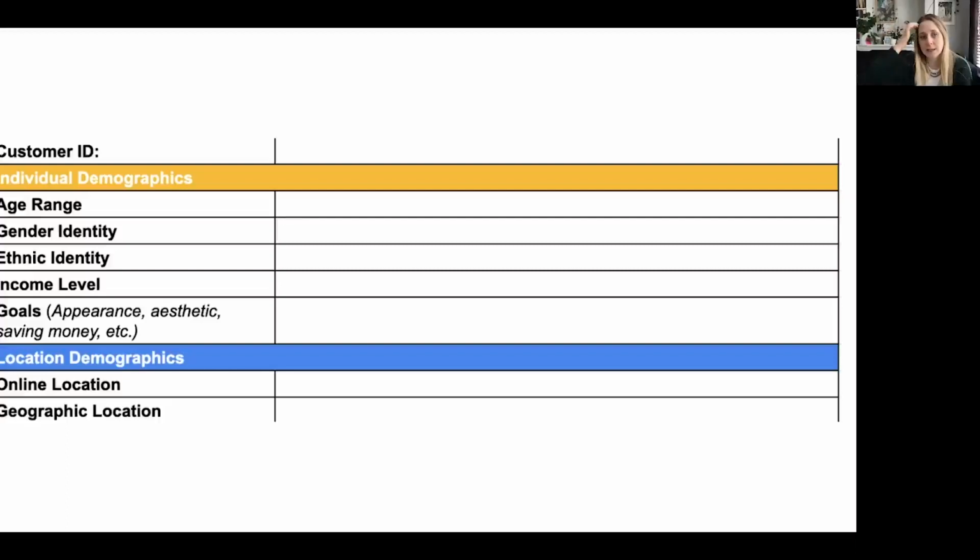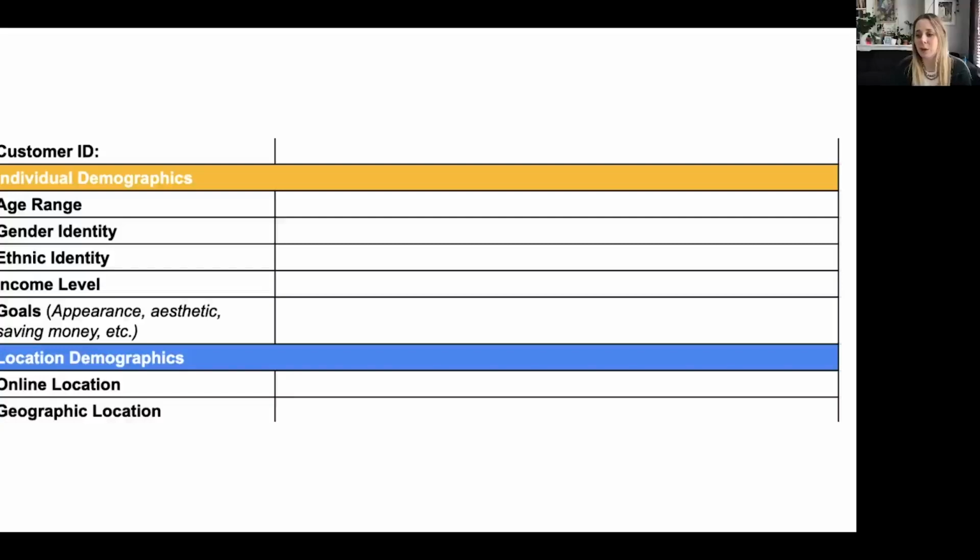So customer ID can kind of be anything you want. I prefer to use adjectives to describe the customer I'm identifying, but you can also use letters and numbers. So if you want to say, this is for customer A or customer 1, or you want to say, this is for my longtime yogi, this can be your customer ID. And then we go into individual demographics, and those can include age, gender, ethnic identity, income level, and goals.